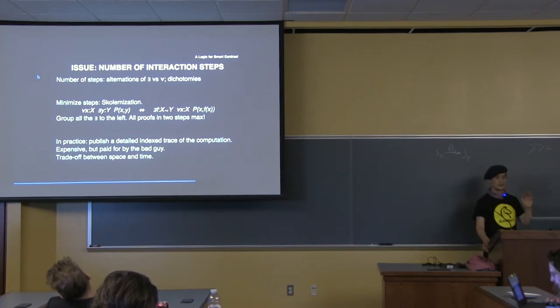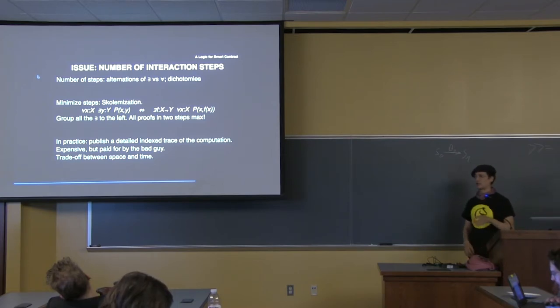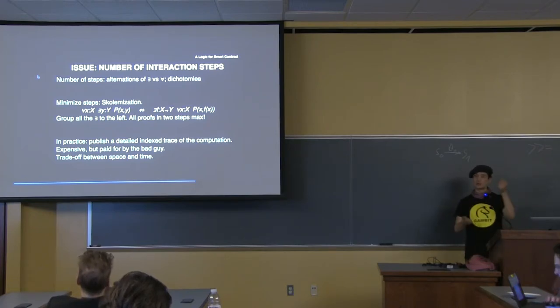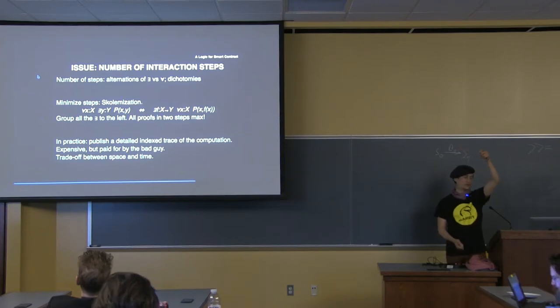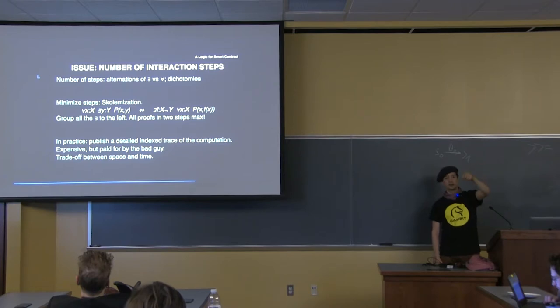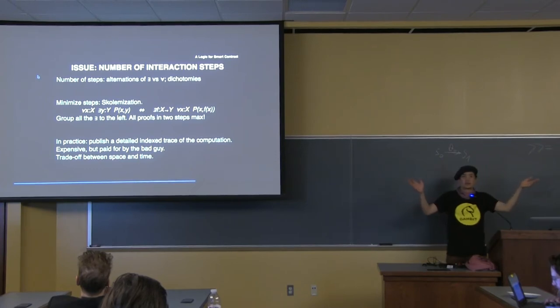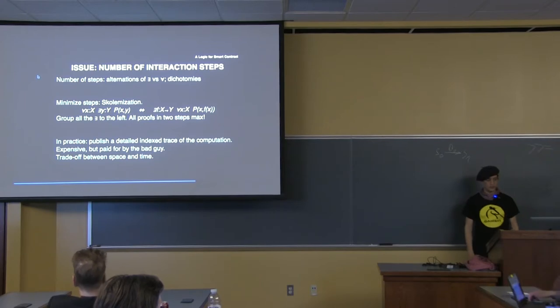What you want is to minimize the number of steps and alternations of exist and for all, or sums and products in your formulas. And if there are dichotomies where you need to do an interactive search through a long data structure, it's even worse. That means dichotomy: are you going left or right? Show me some data, and then I go left or right depending on the data you show me. That is very slow, and every dichotomy will add tens of steps to your proof, which is like days. So you want to avoid that.